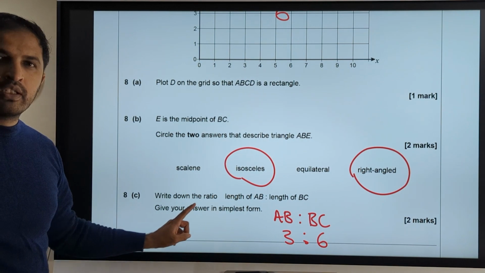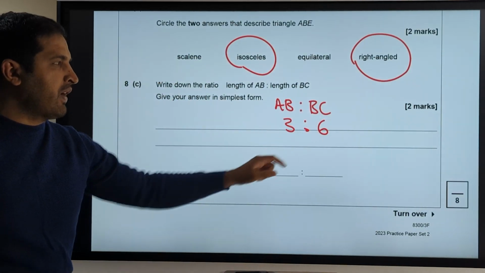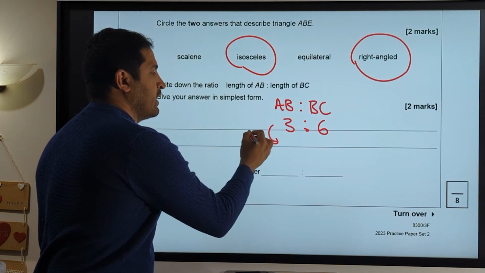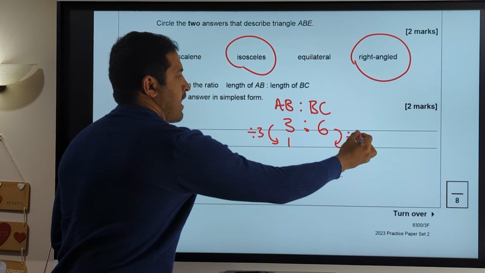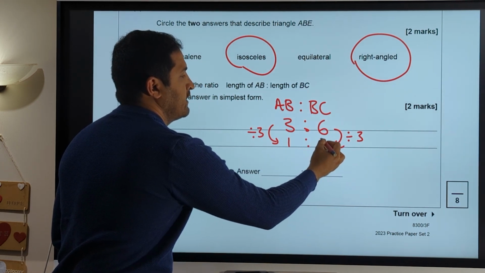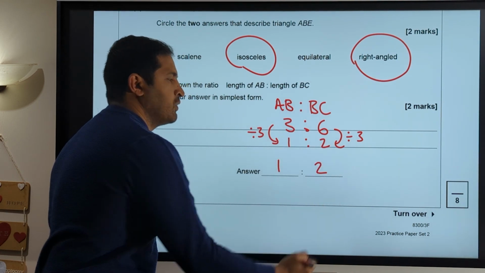But read the question carefully. Give your answer in simplest form. We need to simplify that. So divide both sides by 3. 3 divided by 3 is 1, and 6 divided by 3 is 2. The ratio between AB to BC is 1 to 2.